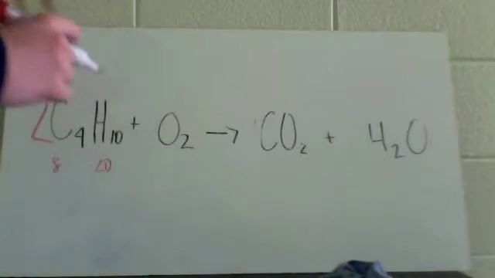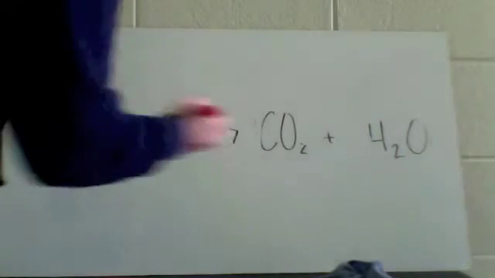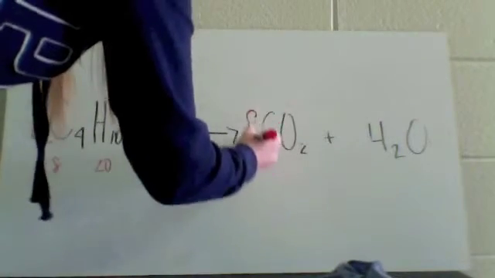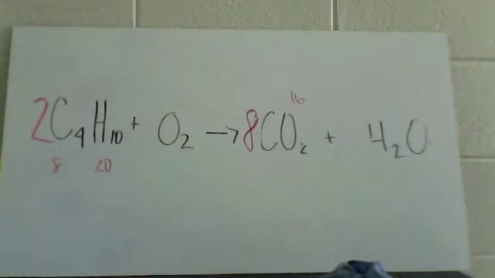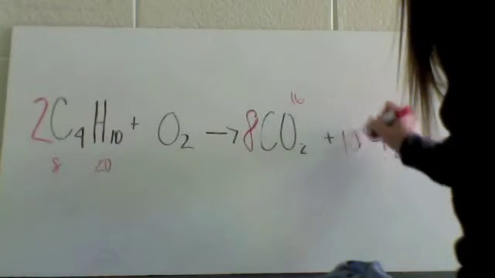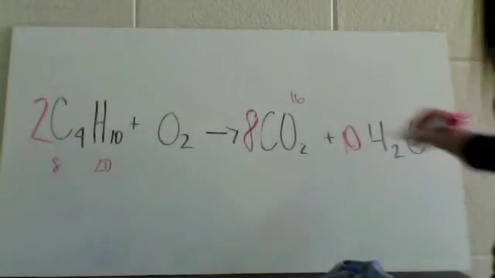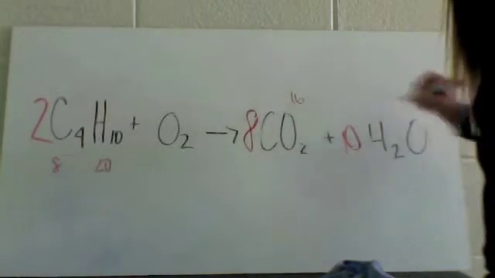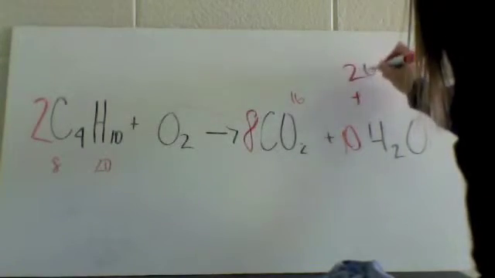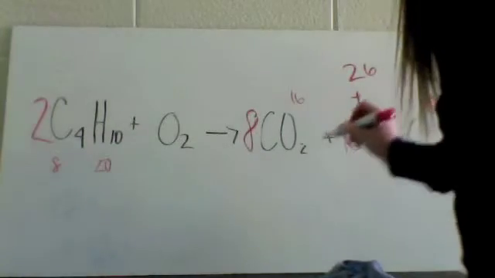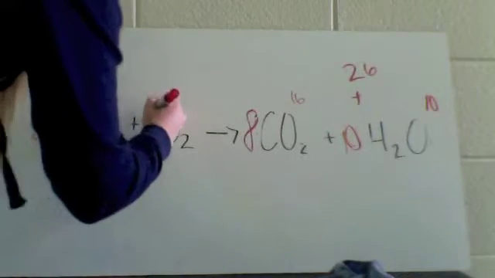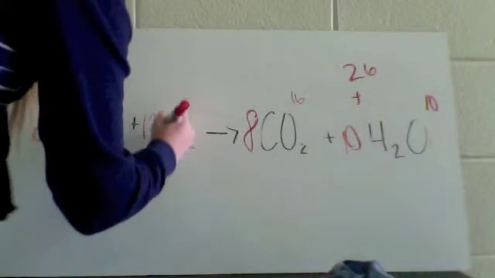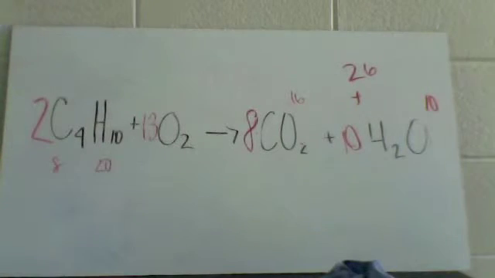Now let's try it again. So you'll put an 8 in front of this, and that'll yield 16 oxygens. And then you'll put a 10 in front of H2O, and that'll make 10 oxygens, and you add those together and get 26. And then half of 26 is 13, so you'll just put 13 in front of oxygen, and now it's balanced.